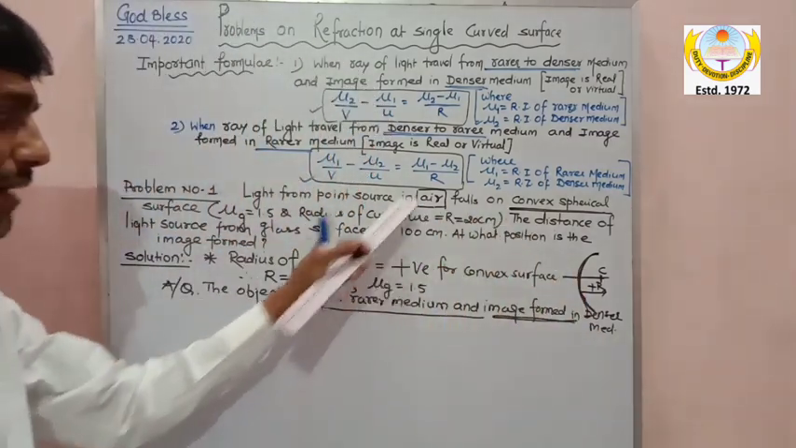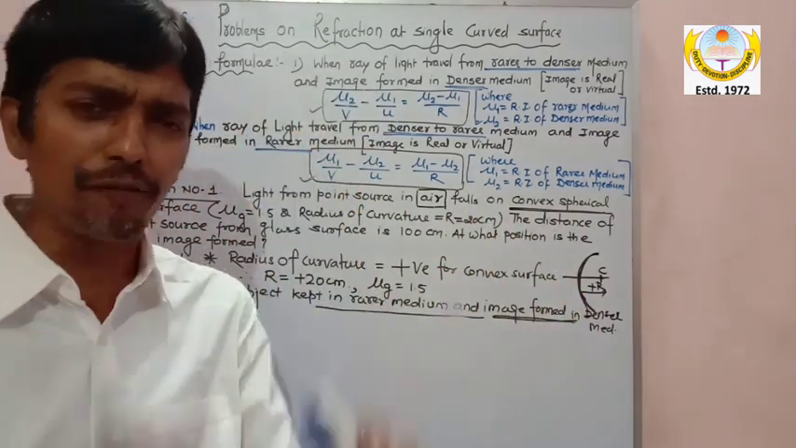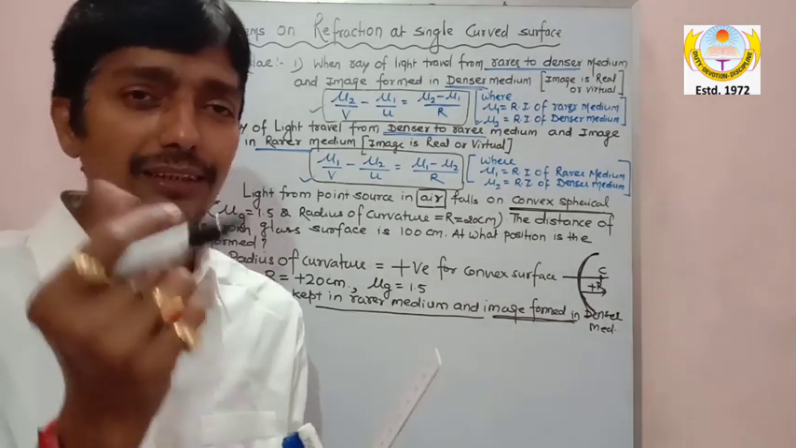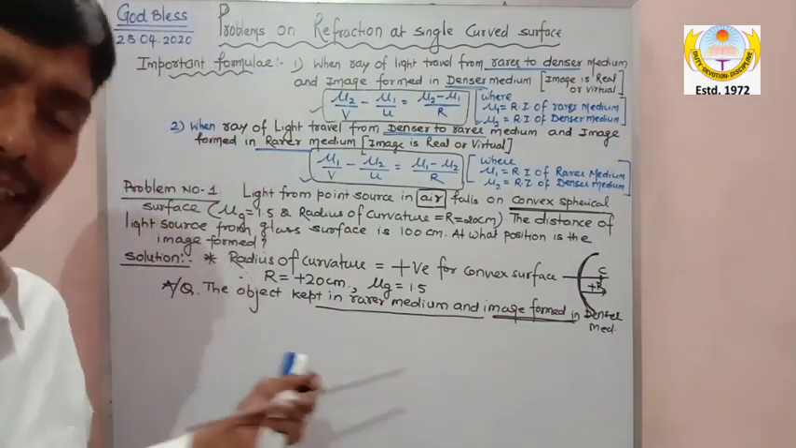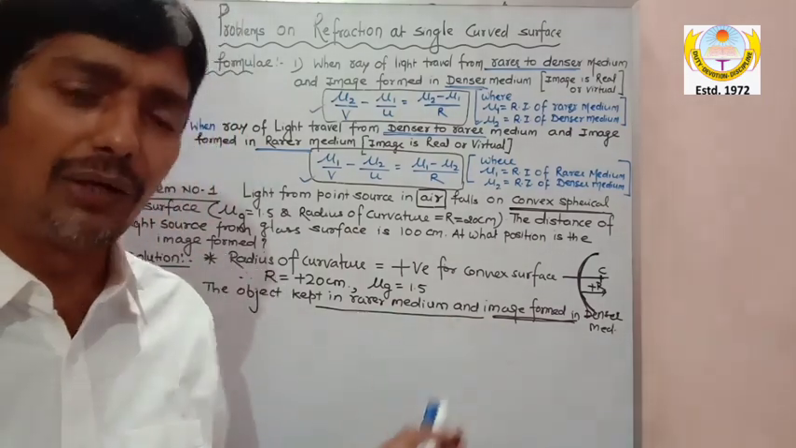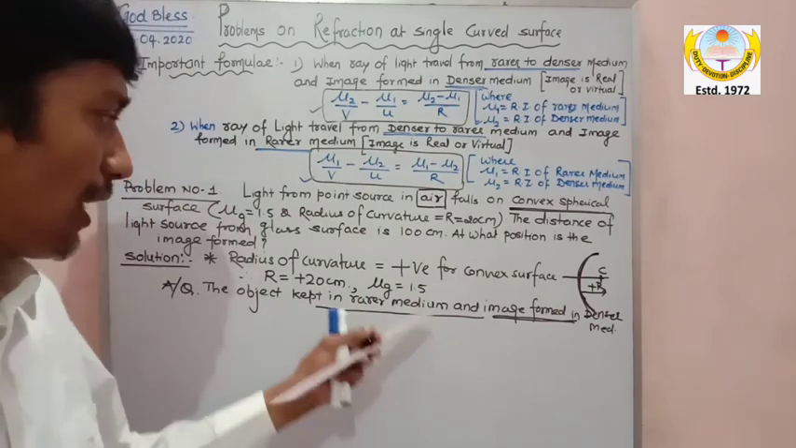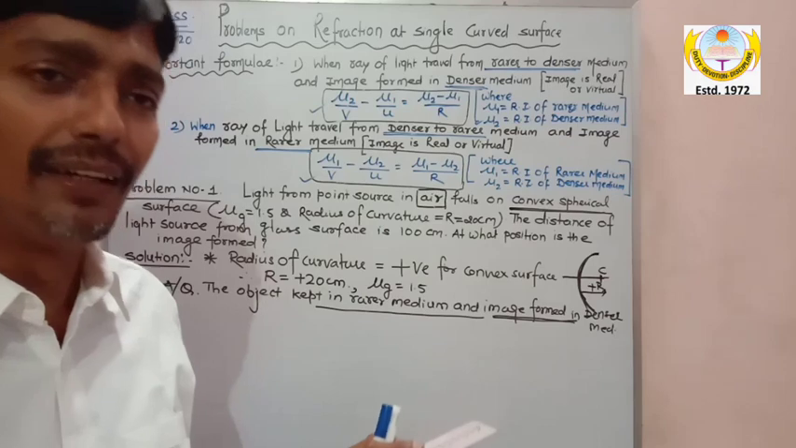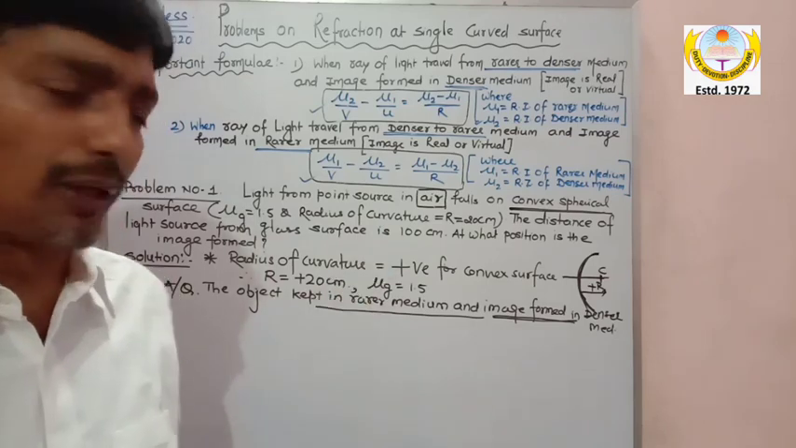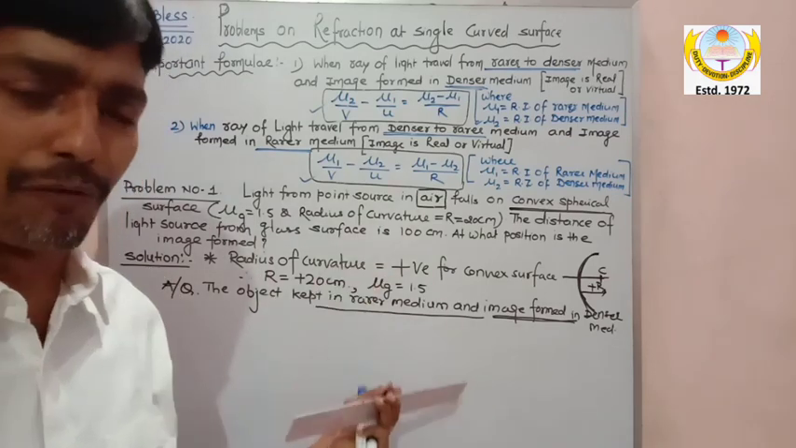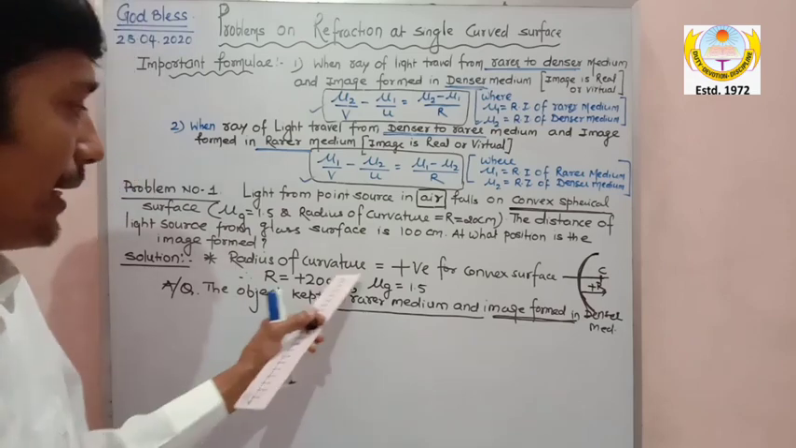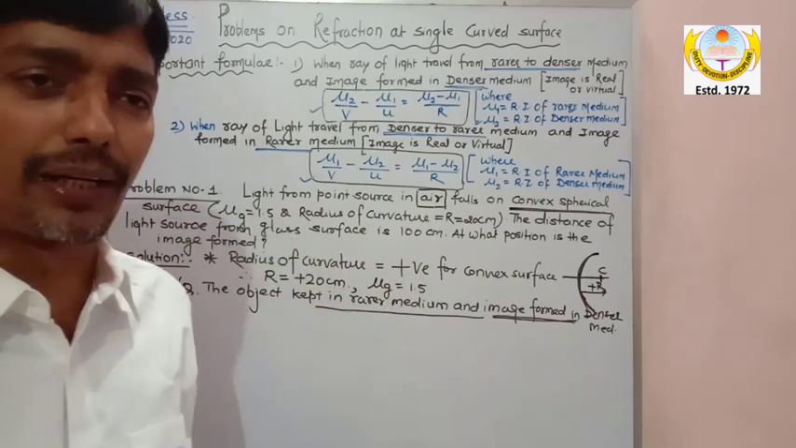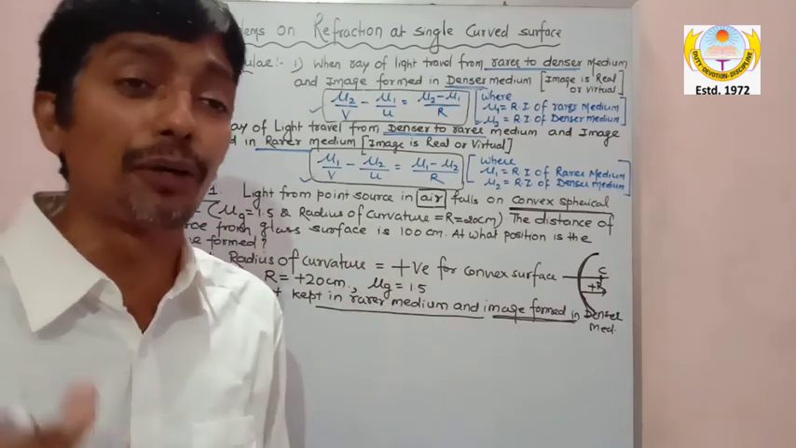Because, my dear, the very first point in a numerical you should note is where the object is and where the image is. Then only you can do the numerical. Rest all is okay: the radius of curvature for a convex surface is positive, and focal length is also positive, but we are not doing the focal length numerical right now. So radius of curvature is very important in this concept, and it is positive for convex.